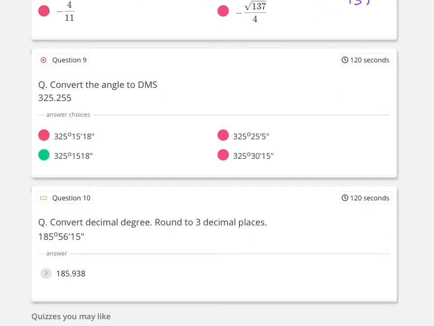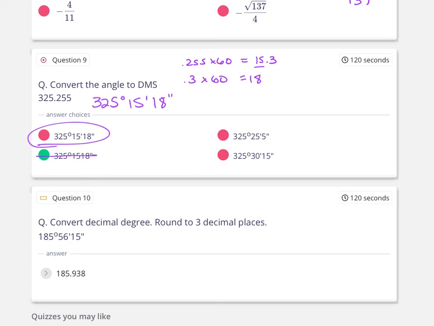Number 9, we're converting the angle to degree minute second notation. Using a 4-function calculator only, we're going to multiply 0.255 times 60. And I get 15.3. So the 15 becomes my minutes. So I have 325 degrees, 15 minutes. Then I take that 0.3, multiply it by 60, and I get 18, and that's my seconds. So the right answer here, which will be changed before you get to it, should be 325 degrees, 15 minutes, and 18 seconds.